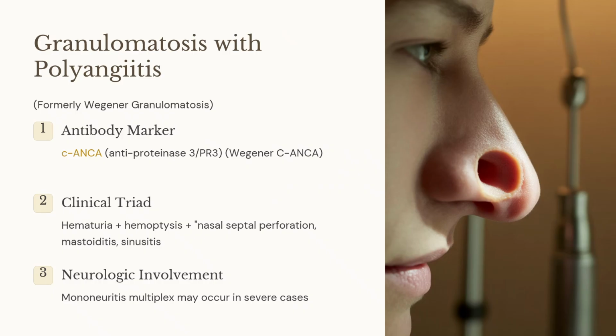In granulomatosis with polyangiitis, which is also known as Wegener granulomatosis, we have the antibody marker C-ANCA, which is also known as antiproteinase. This presents with a triad of hematuria, hemoptysis, and nasal septal perforation, mastoiditis, and sinusitis. Mononeuritis multiplex can occur in conditions like this.